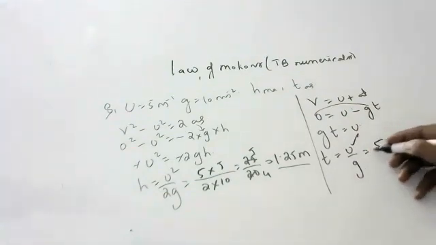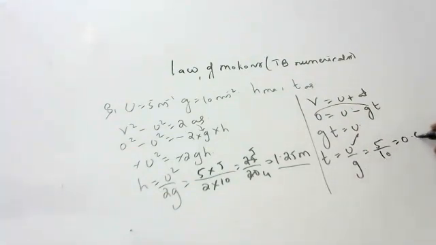How much, children? 5 by 10. To go to the highest point, it took 0.5 seconds, children. To go this much height, it took 0.5 seconds.